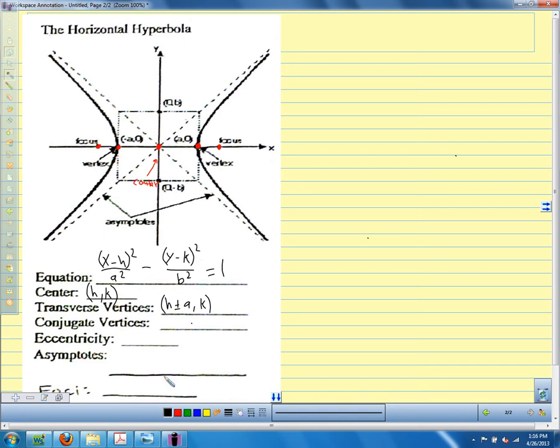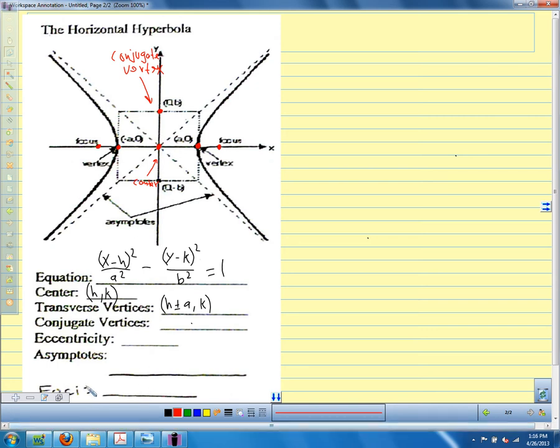The conjugate vertices aren't actually on the hyperbola. That's this point up here. So that's going to be a conjugate vertex. That's going to be that point. This point down here would be a conjugate vertex also.